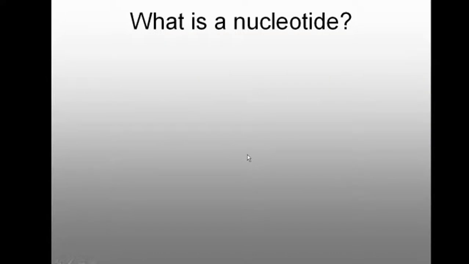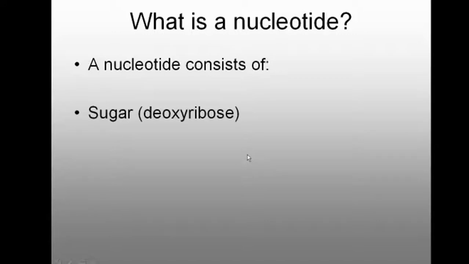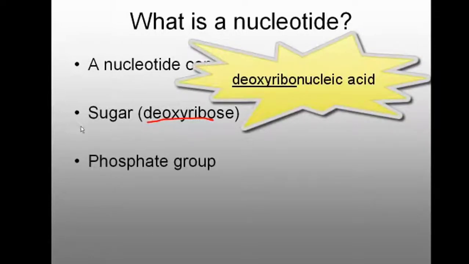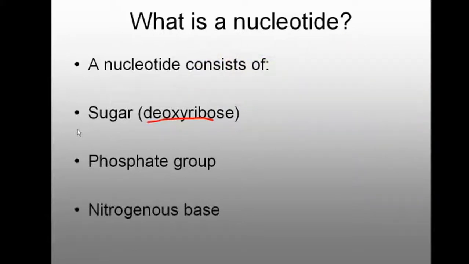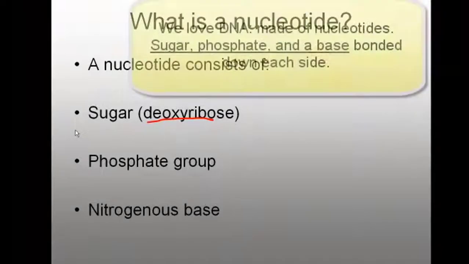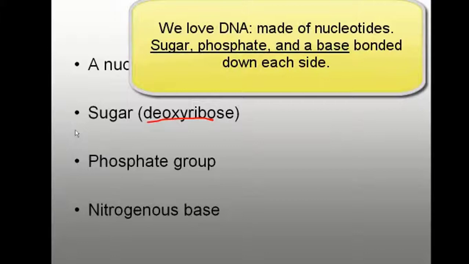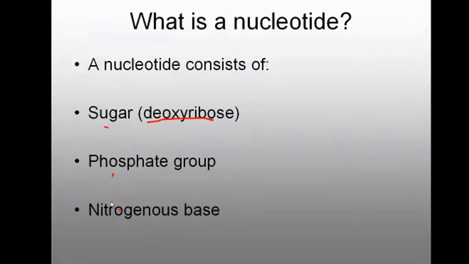So what is a nucleotide? Well, a nucleotide has three parts. The first part is a sugar, and the sugar's name is deoxyribose. That's where the deoxyribo comes from in DNA. It's from the sugar. It's got a phosphate group, and it's got a nitrogenous base. Which sounds kind of weird, but just think of the DNA song. We love DNA made of nucleotides, sugar, phosphate, and a base bonded down each side. So that's the three parts of a nucleotide.